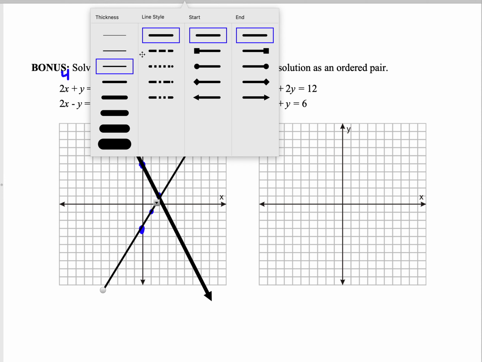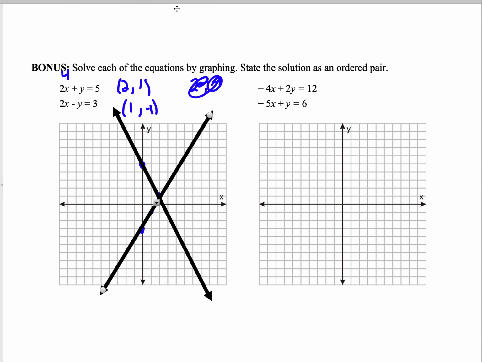All right, let's make the line a little thicker and put arrows on the ends. And I believe I have an intersection at (2, 1). So you do need to actually identify the intersection point. If you check (2, 1), 4 plus 1, we already identified that. And on the other one, 4 minus 1 is 3. So (2, 1) is the solution to that system.